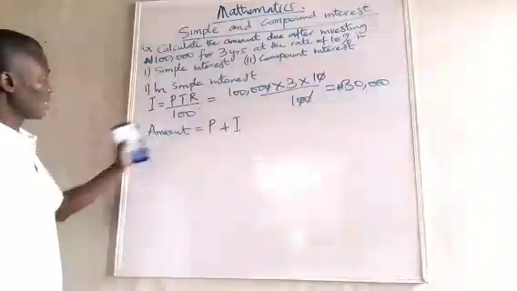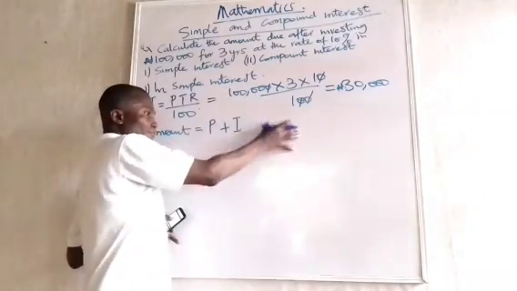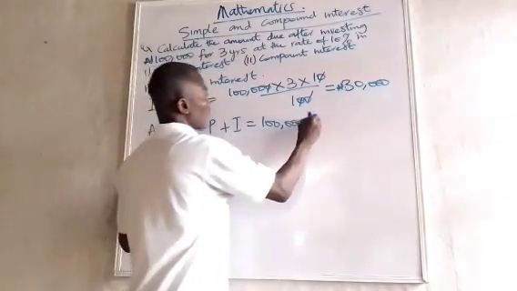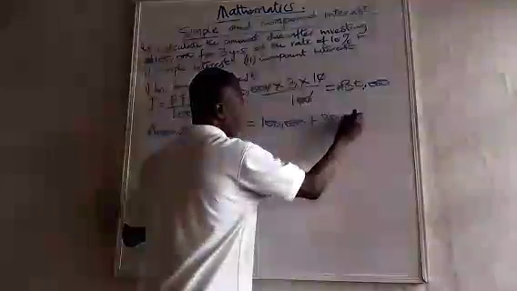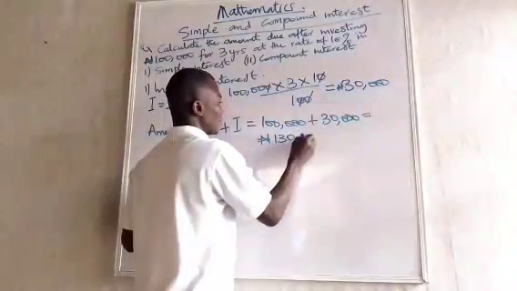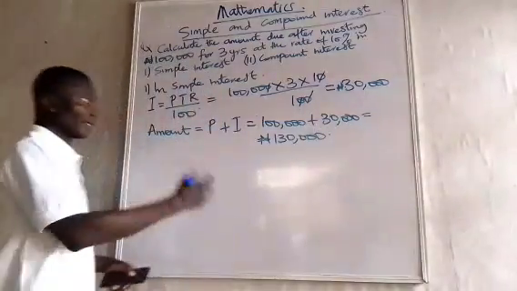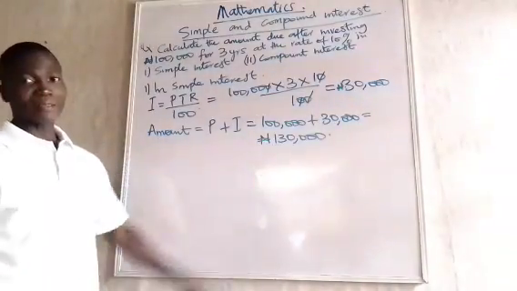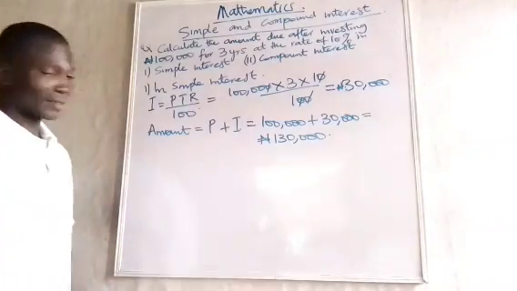You do the amount after calculating the interest. And that is going to be 100,000 plus 30,000, and that gives us 130,000 naira. So which means that if somebody has invested 100,000 naira for 3 years at the rate of 10%, after 3 years, this is what he is going to collect, 130,000.